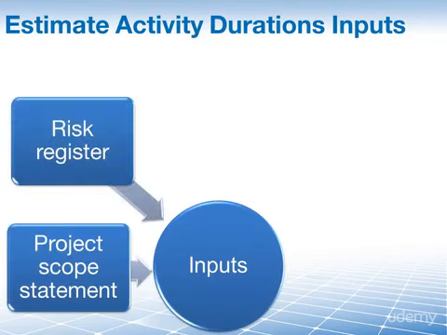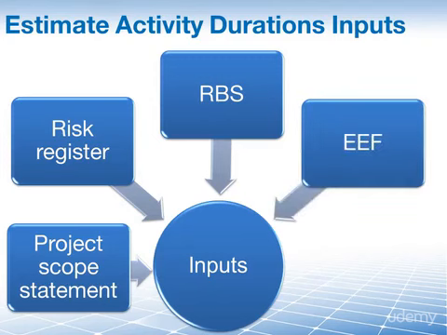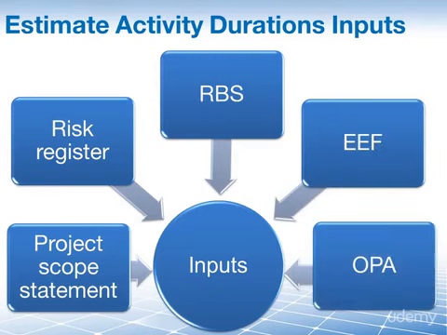We need the risk register, the resource breakdown structure, the RBS. We need some enterprise environmental factors, and we also have organizational process assets as inputs. So much for this quick overview. Now let's jump into the details of a few select of these 10.